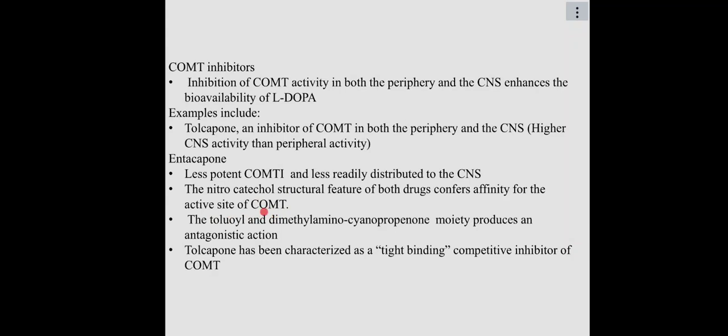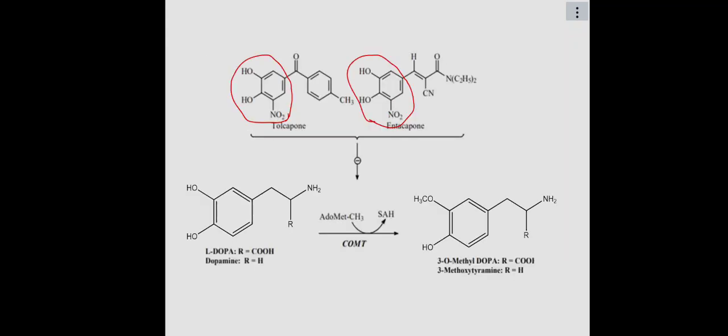Remember, this site is bound by dopamine. So the only thing that has been added to these drugs is the nitro group, and somehow that nitro group increases the affinity of these drugs to the receptor compared to dopamine, and therefore they bring about competitive inhibition. If you look at tolcapone, we also have this group. The one responsible for binding the receptor is that portion there.